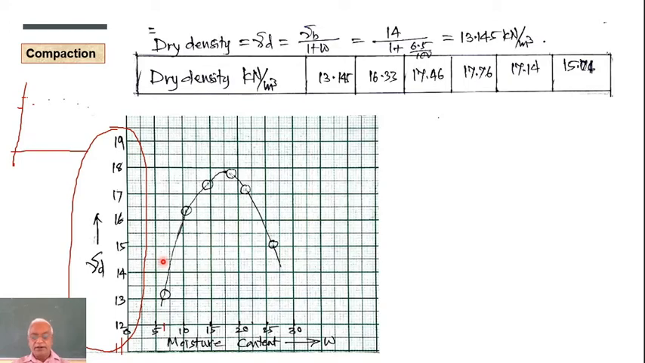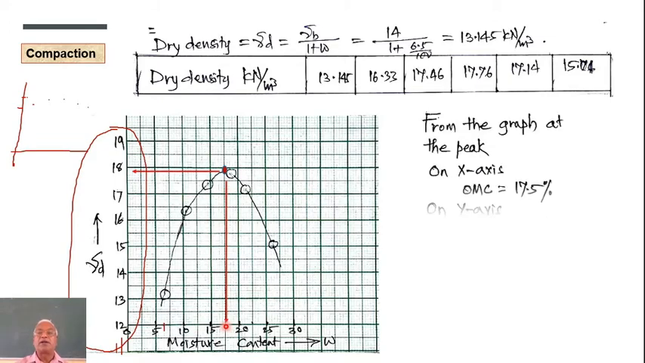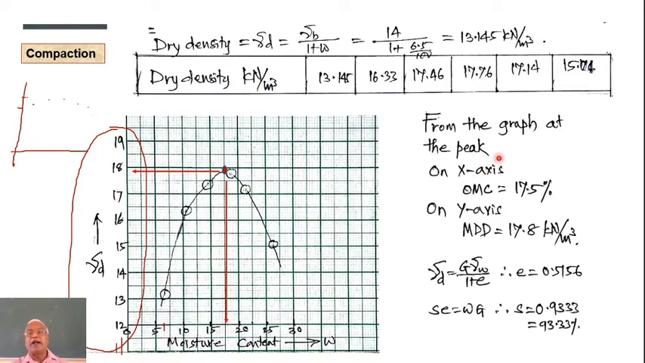Okay, here there is a graph. Now okay, there comes the peak. You can just see here, I have chosen the peak, and corresponding to that I have to search what is the water content here and also what is the gamma d max. Now from the graph, at the peak on the x-axis, OMC is equal to 17.5%. This is exactly between 15 and 20, so I have chosen 17.5%.